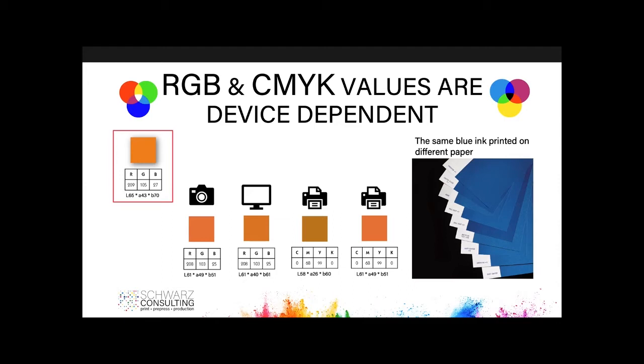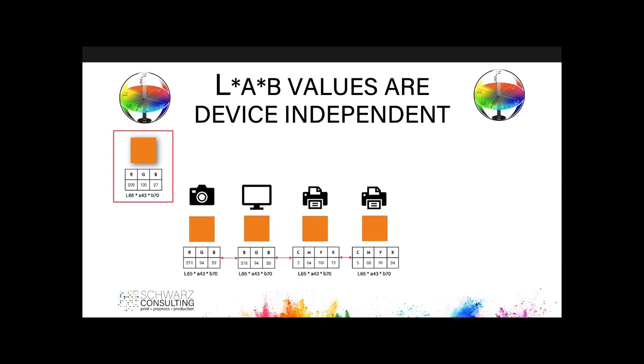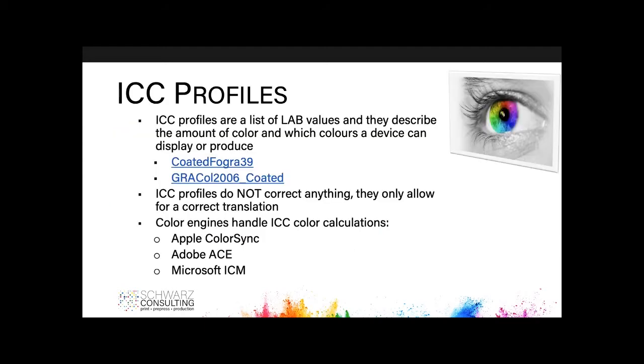And on the four examples, you see you printed, you kept the RGB values and you get different colors. And here you did it the other way around. You kept the LAB value, but that will cause totally different RGB values, but the color, so the LAB value, is exactly the same. So LAB is color. RGB and CMYK are not. What describes the color? That are ICC profiles.